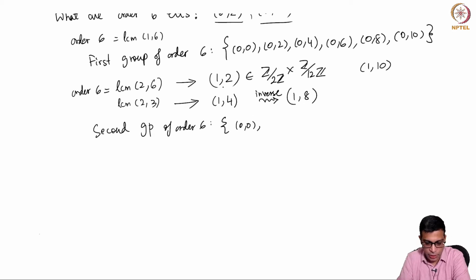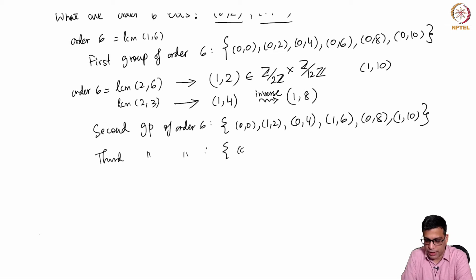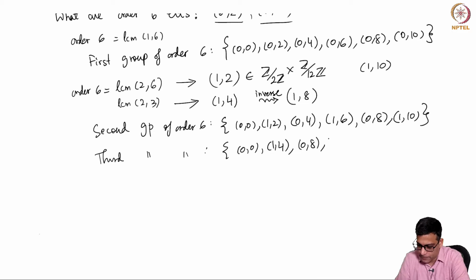(0, 0) of course will be there, but the generator is (1, 2), and then twice that is (2, 4). Add (1, 2) to this, you get, so (2, 4) is actually (0, 4). You add (1, 2) to this, you get (1, 6), right? And then add (1, 2) to this, you get (0, 8). Add (1, 2) to this, you get (1, 10), which is the inverse, and you stop. So 1, 2, 3, 4, 5, 6. Third group of order 6 will be generated by (1, 4). So (1, 4), its twice will be (0, 8).